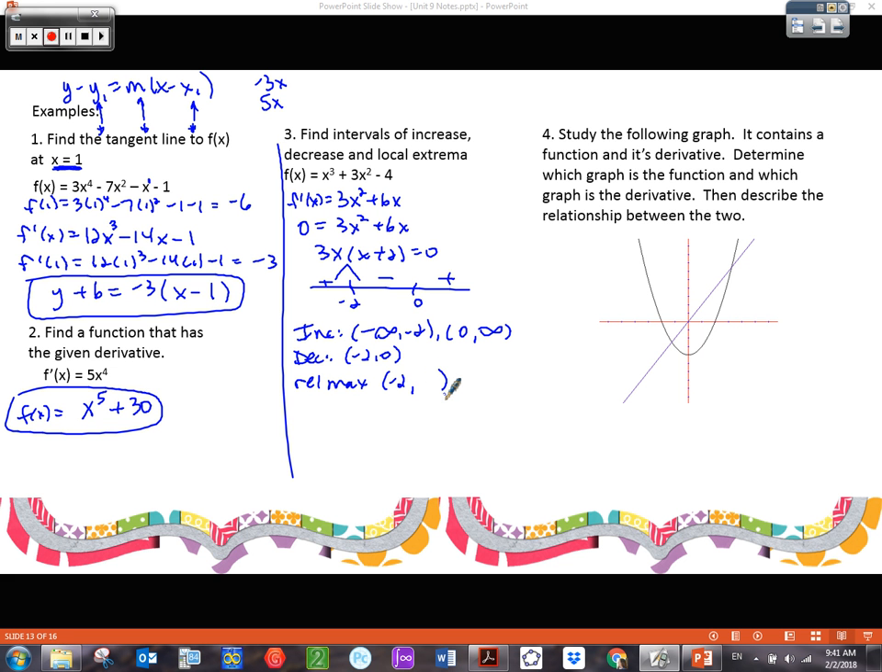So let's move to this one, to 0. I am decreasing, and then I'm increasing. What's happening at 0? We have a relative minimum. We have a relative minimum at 0.